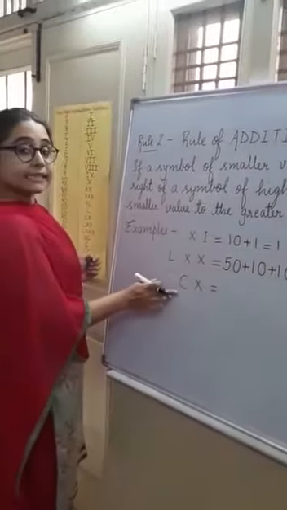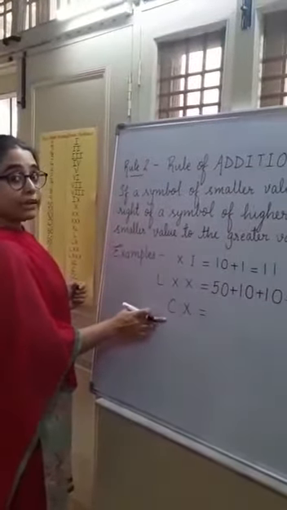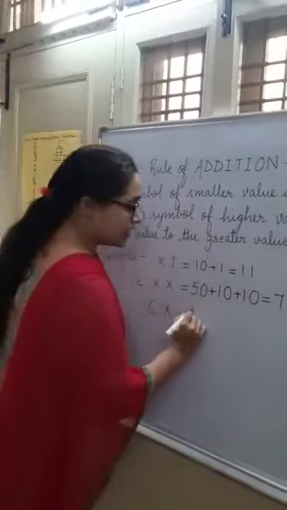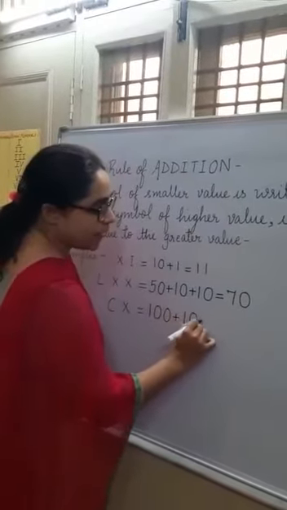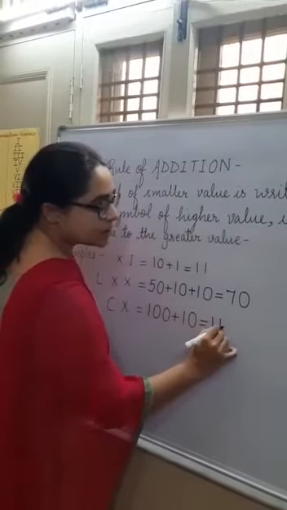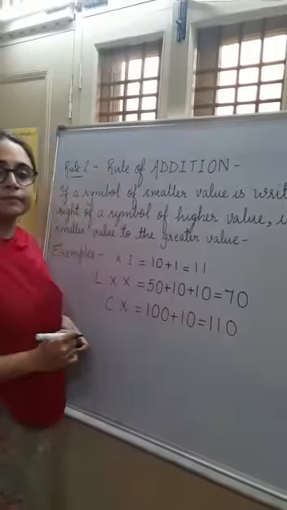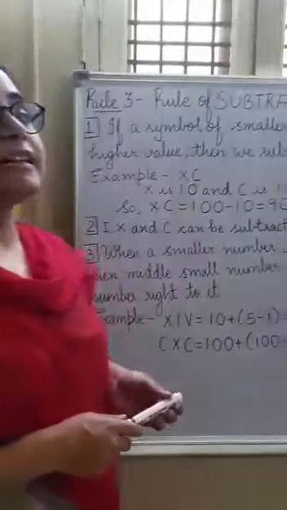Now the next example is CX. You know that the value of C is 100 and that of X is 10. So you are going to add both and the answer is going to be 110.